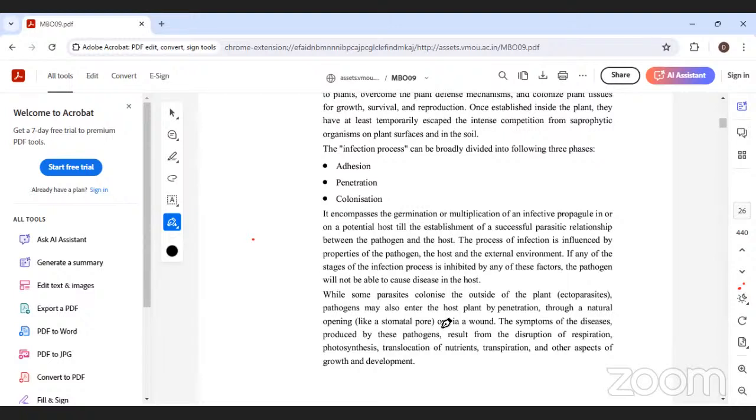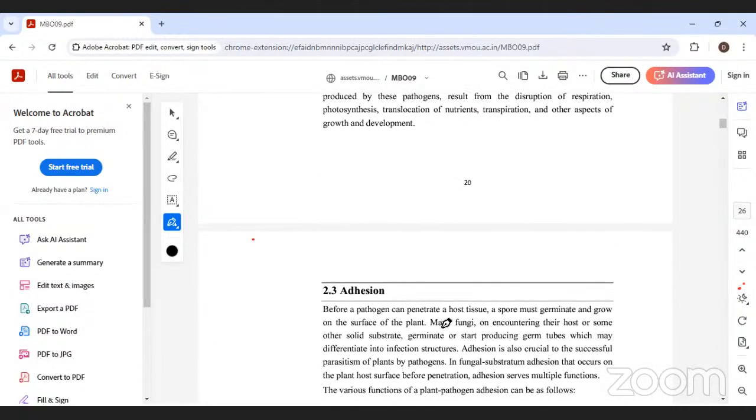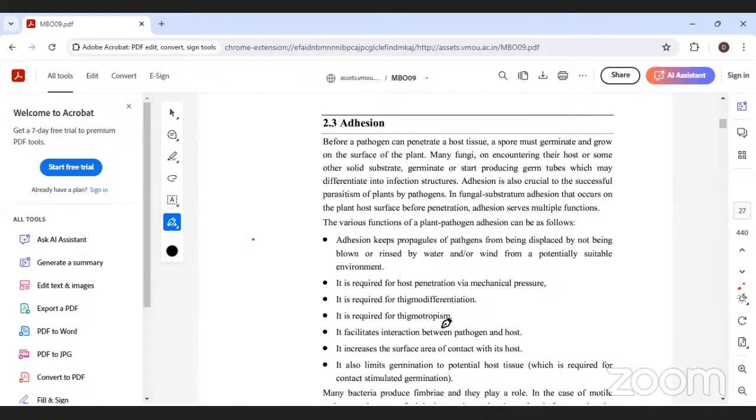While some parasites colonize the outside of the plant, pathogens may also enter the host plant by penetration through a natural opening like stomata and pores, or through a wound. The symptoms of the disease produced by these pathogens result in disturbance of respiration, photosynthesis, translocation, nutrient uptake, transpiration, and other aspects of growth and development. These are the divisions of the three.